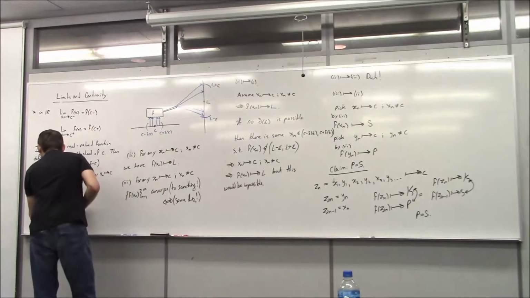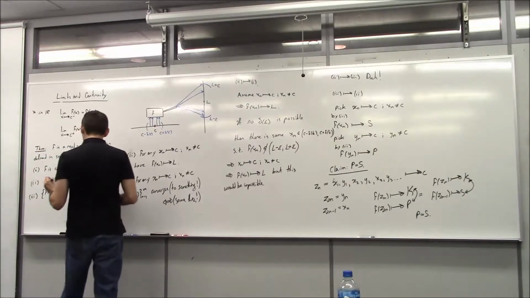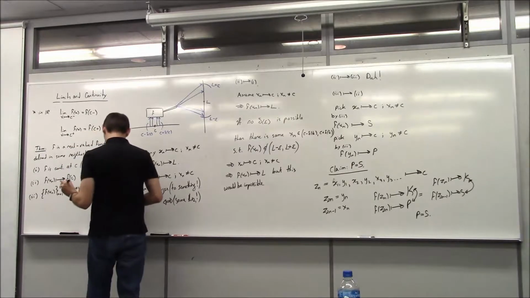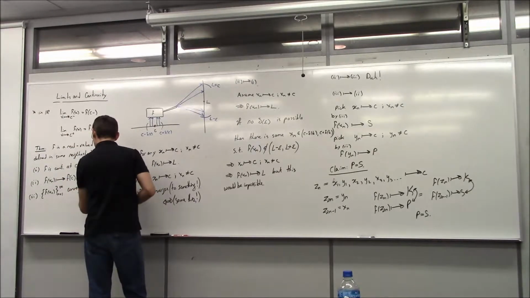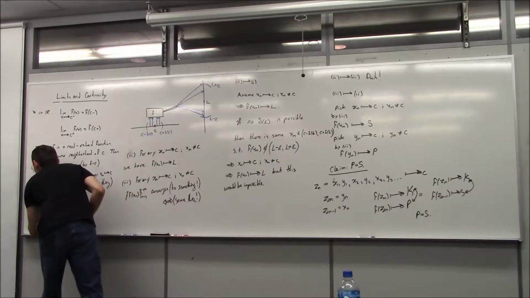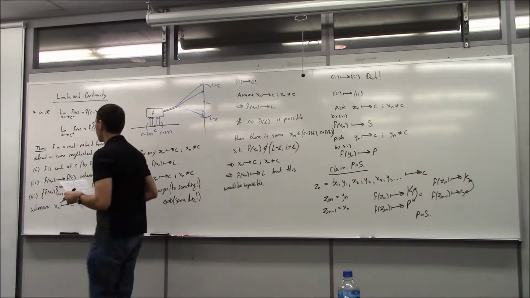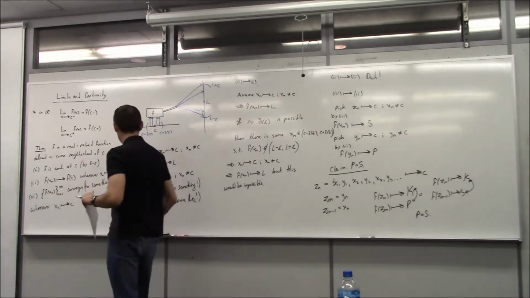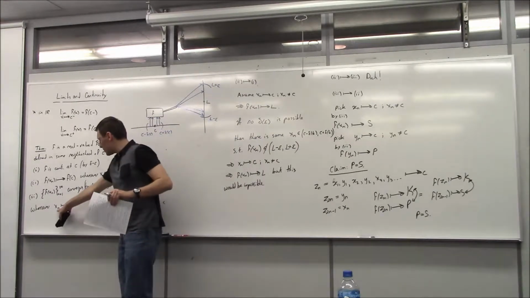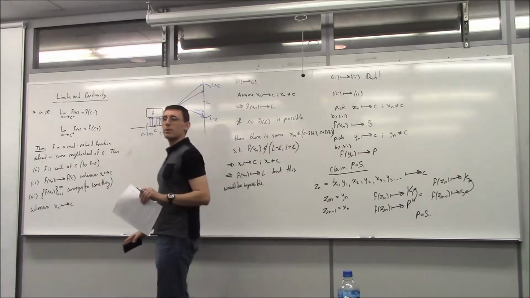So that f of x_n converges to something whenever x_n converges to c. Notice again here, I drop the assumption that x_n is not equal to c. That's very important.